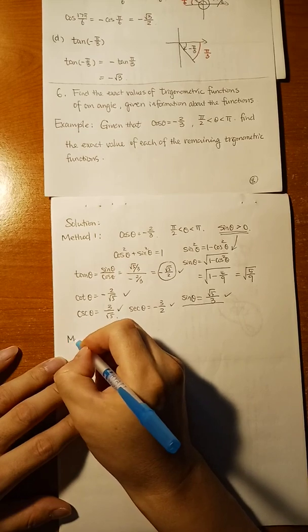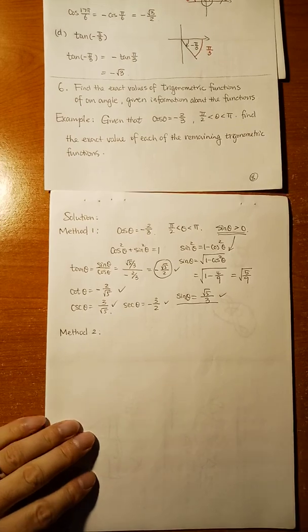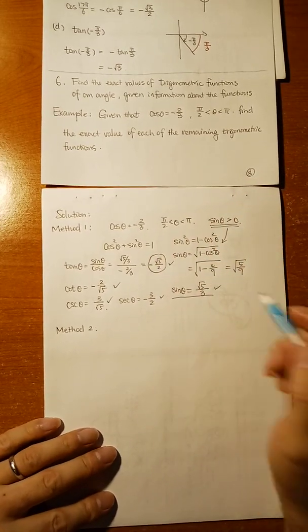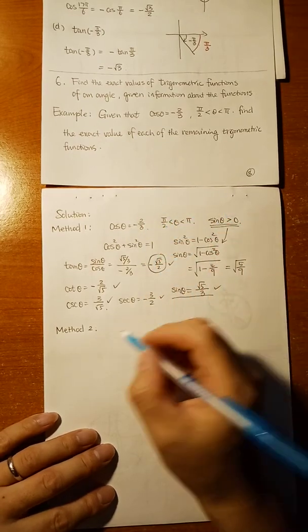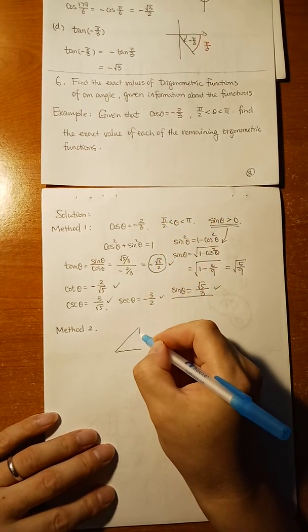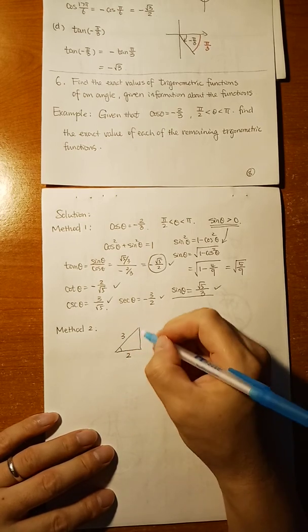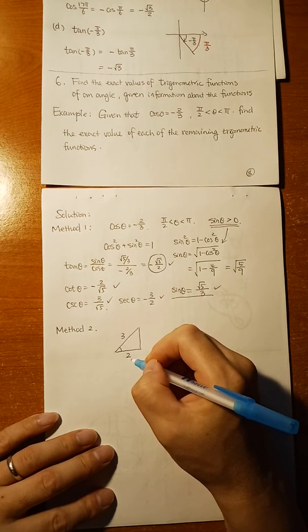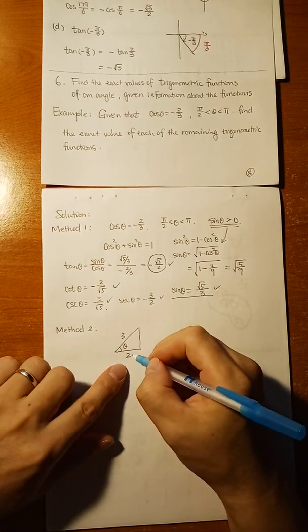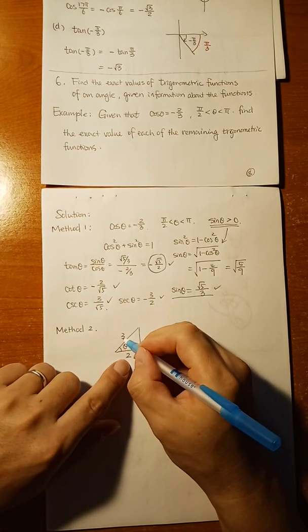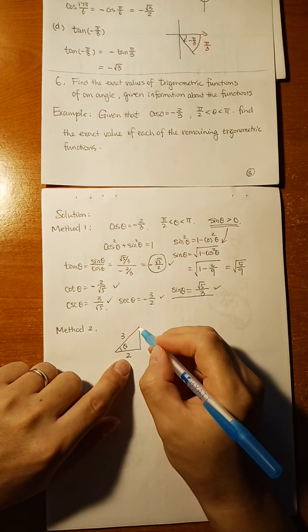Method 2 is the following. We just use the acute angle. You see, cosine is 2 over 3. What is cosine? In the right triangle, cosine is defined by the adjacent over hypotenuse. So we just assume the adjacent is 2, hypotenuse is 3. You ignore the sine first. So what is the opposite side?